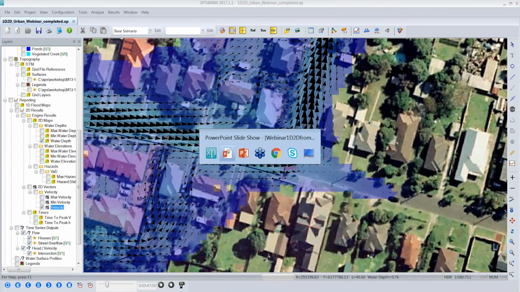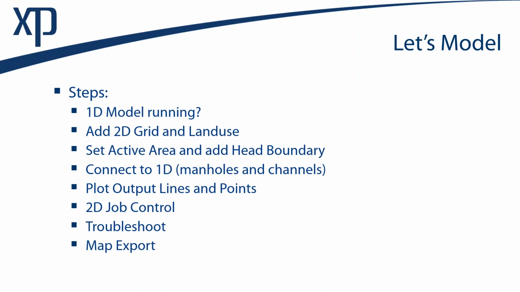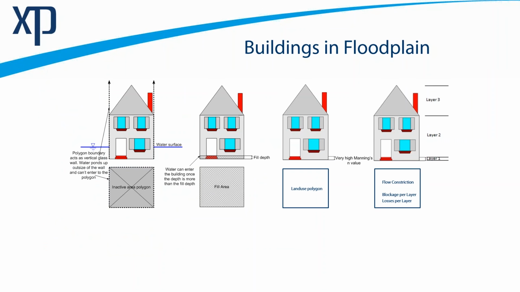Let me go back to my PowerPoint for a moment, since I think I've basically shown you the process there. I just wanted to mention for buildings, you have this ability to model the buildings with various levels of detail. You could, for example, just draw a polygon around them to say they're inactive. In that case, water builds up around them, no water goes in them.